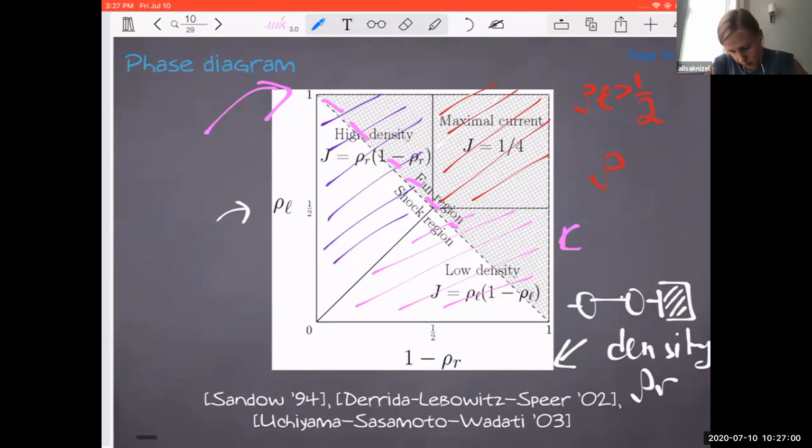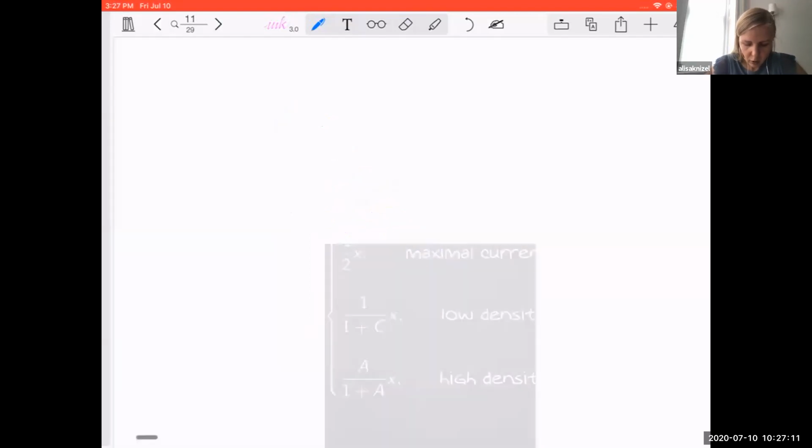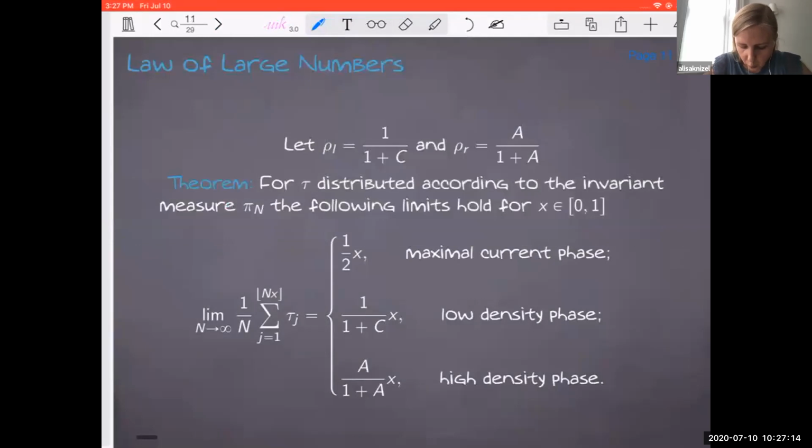So it was obtained in the following works. In the most general case by Uchiyama, Sasamoto, and Wadati in 2003. Okay, so now from this phase diagram, we can state the law of large numbers. So further in the talk, I will use different parameters, the parameters C and A. They are recomputed from rho L and rho R from these two formulas. Okay, so from this phase diagram, the following law of large numbers follows for this quantity.